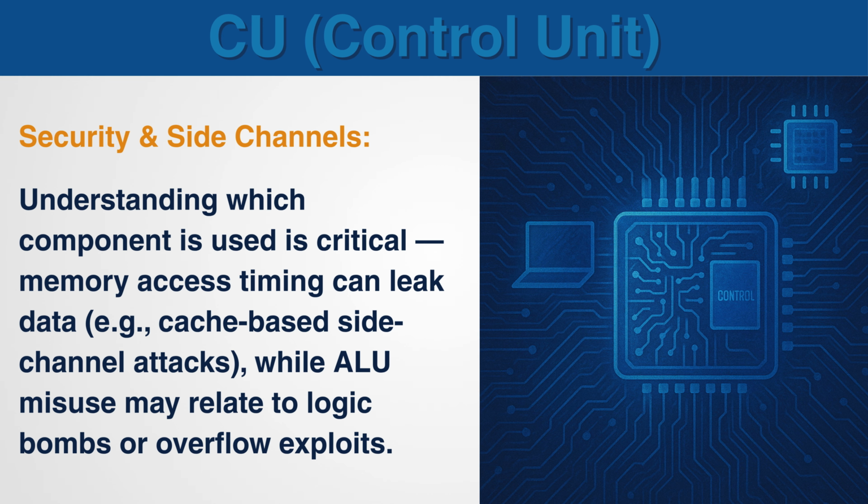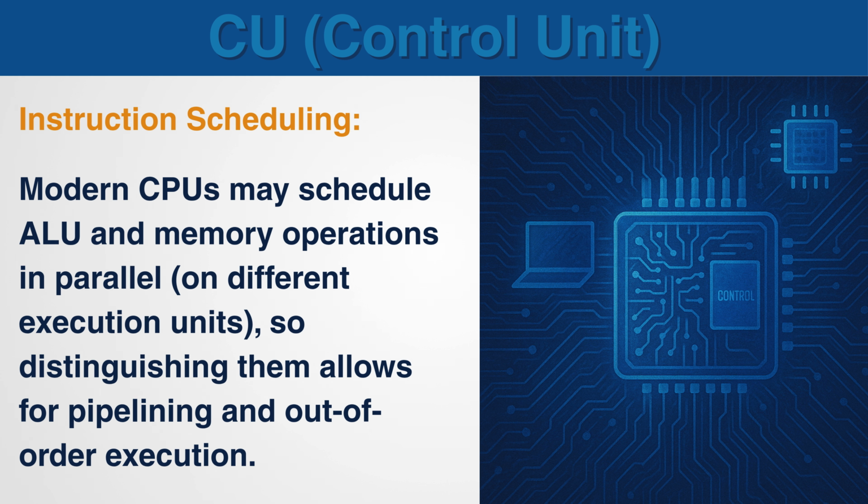For security and side channels, understanding which component is used is important because memory access timing can leak data, cache-based side channel attacks, for example, while ALU misuse might relate to logic bombs or overflow exploits. And instruction scheduling. Modern CPUs might schedule ALU and memory operations in parallel on different execution units, so distinguishing them allows for pipelining and out-of-order execution.